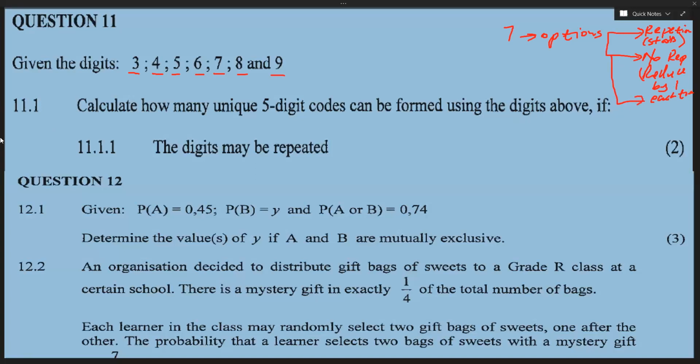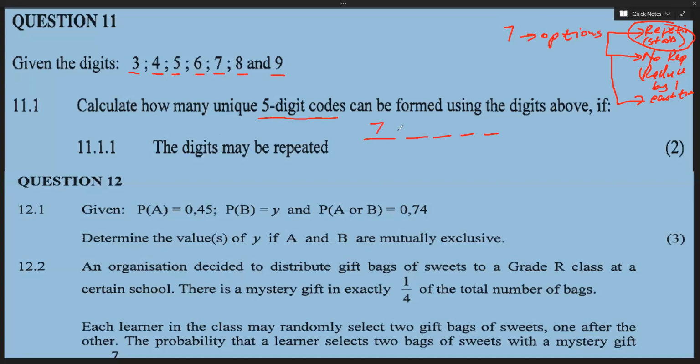Awesome. And then now we're going to do 11.1. Calculate how many unique 5-digit codes can be formed using the digits above if the digits may be repeated. So repetition is allowed, right? So if repetitions are allowed, the option stays the same. So I can have a code that is 9999, can have 8888. So the options will always stay the same.